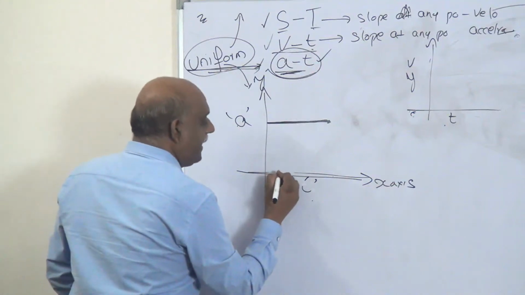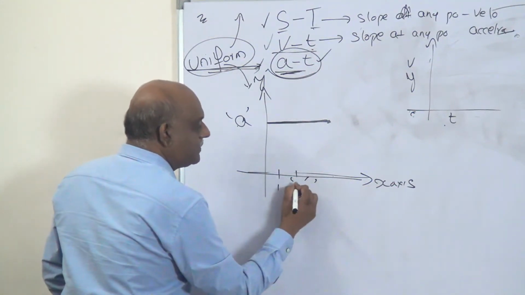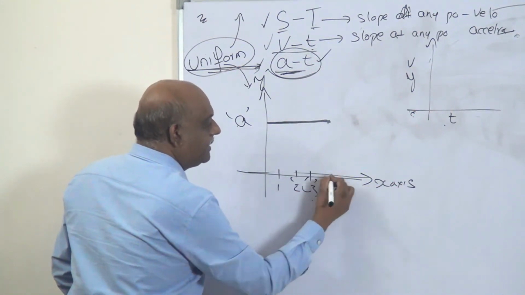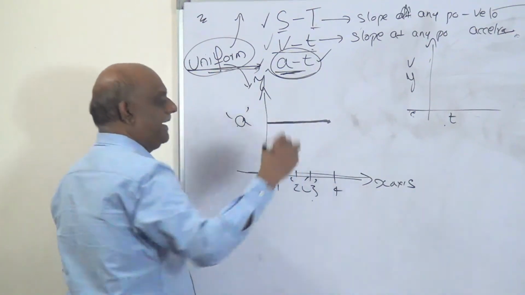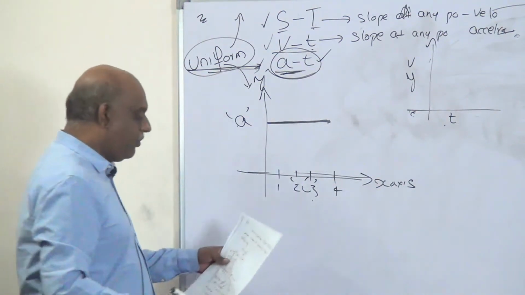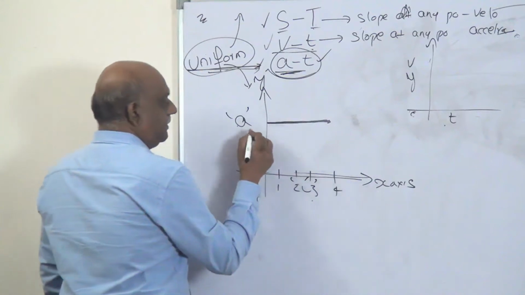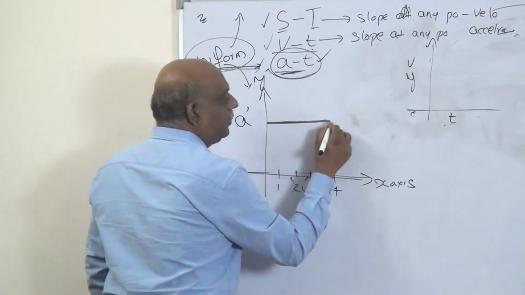Now let us say first second, second second, third second, fourth second. Till fourth second, the object is traveling uniformly.